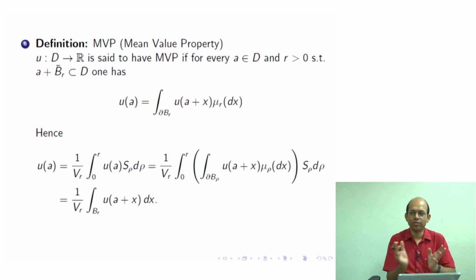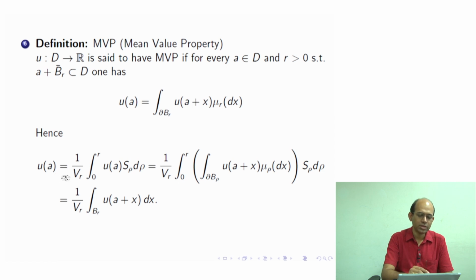Mean value in the sense of average value. It does not matter which sphere you take, its average value is assumed by the function at the center of the ball. So, under that assumption, for that class of functions, we have the following relations. Let us see what this relation is. U of A can be written as 1 over V R times the integration from 0 to R of S rho d rho, which is V R. So V R in the numerator and V R in the denominator cancel each other, and it will be U of A.